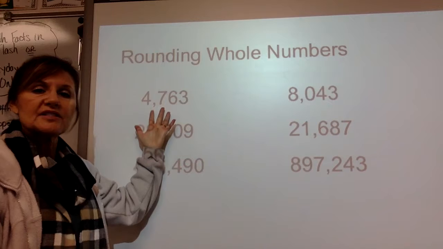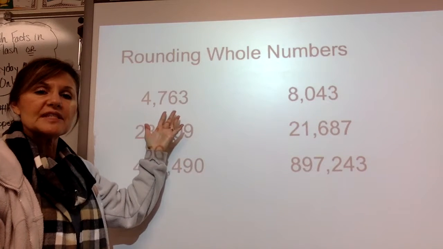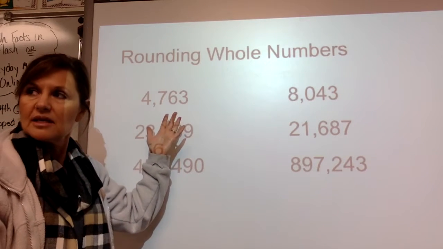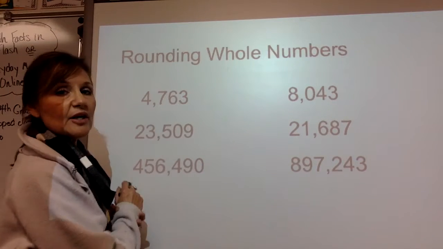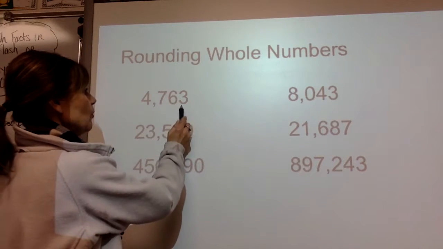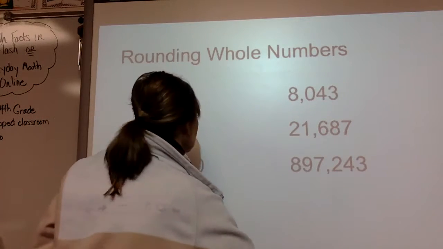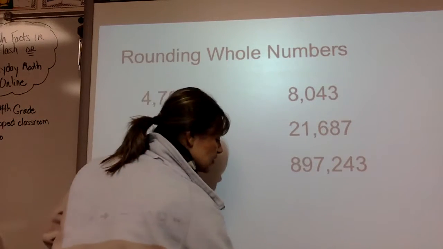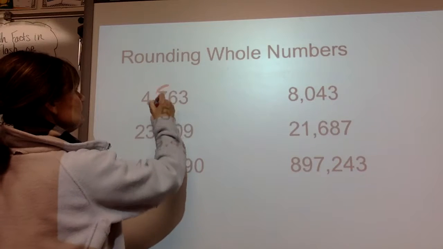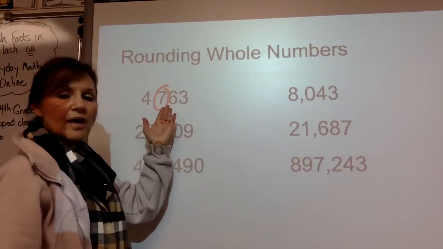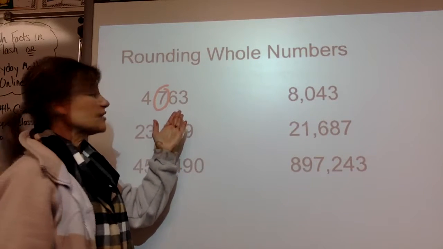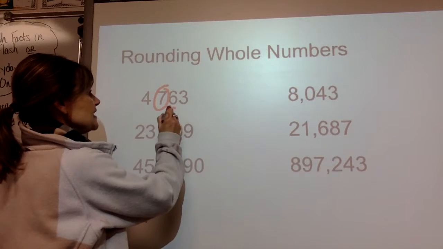If I want to round this number, 4,763, to the nearest hundreds, I'm going to first find my hundreds place value. Ones, tens, hundreds. Actually, sorry about that. I'm going to change it to red so you can see it. What I have to do now is look at the number next to it. I see it as a number 6.